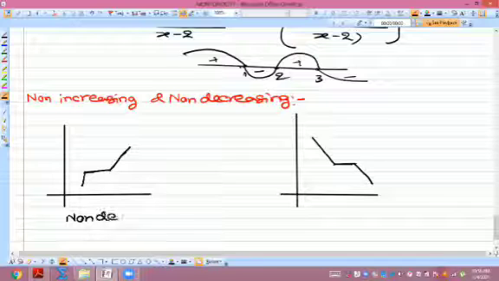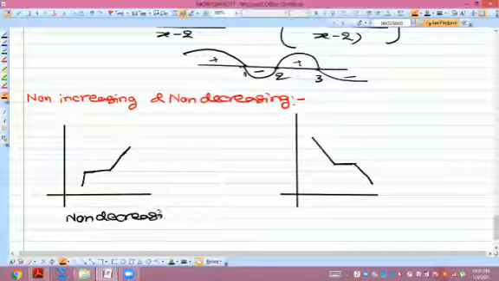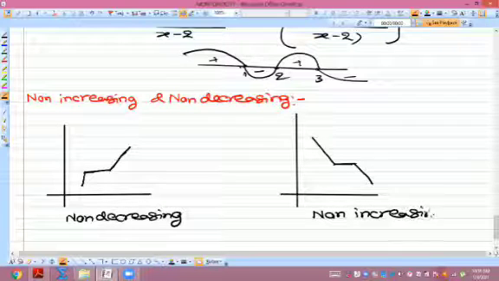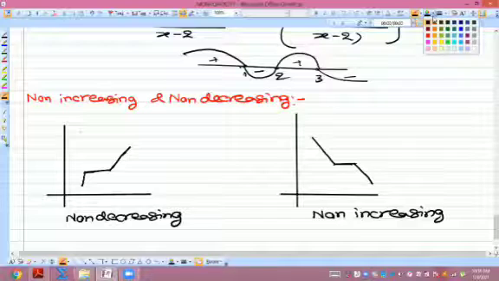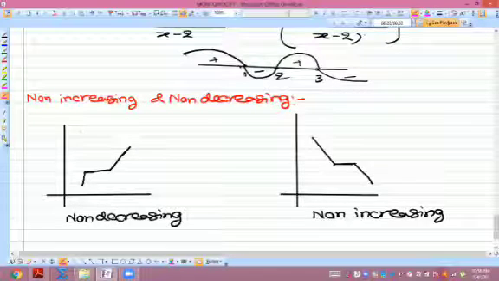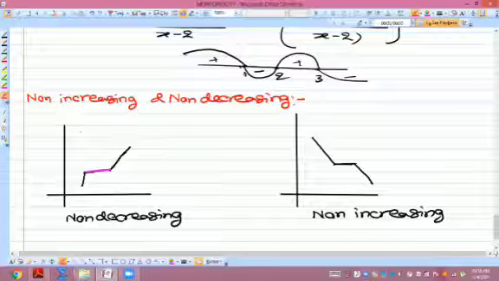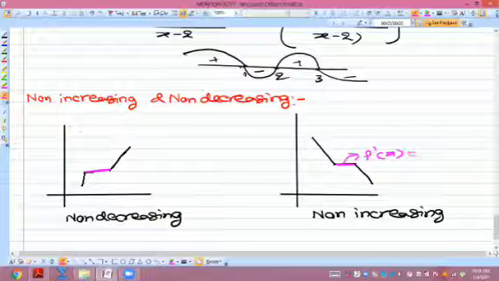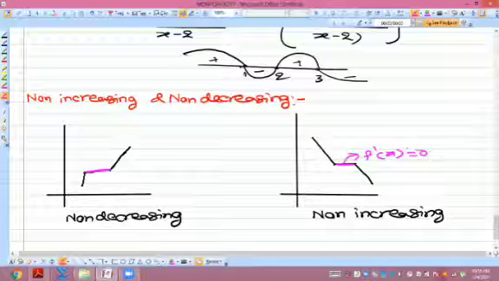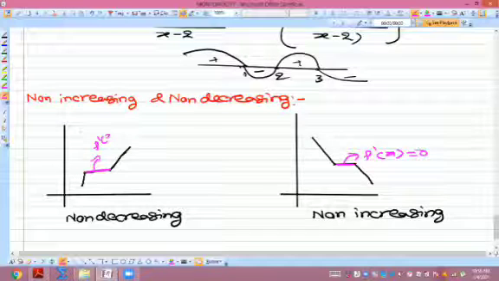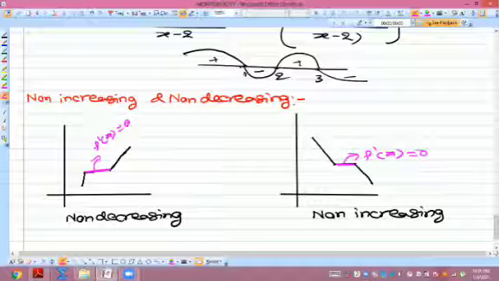This is non-decreasing, and this is non-increasing. So here you can observe in this way. Increasing means f dash of x should be greater than 0. But here it is the same thing. So at this point, what is f dash of x? 0 only. Why? Because if you draw a tangent at any point to that curve, the slope will be 0, a horizontal tangent.